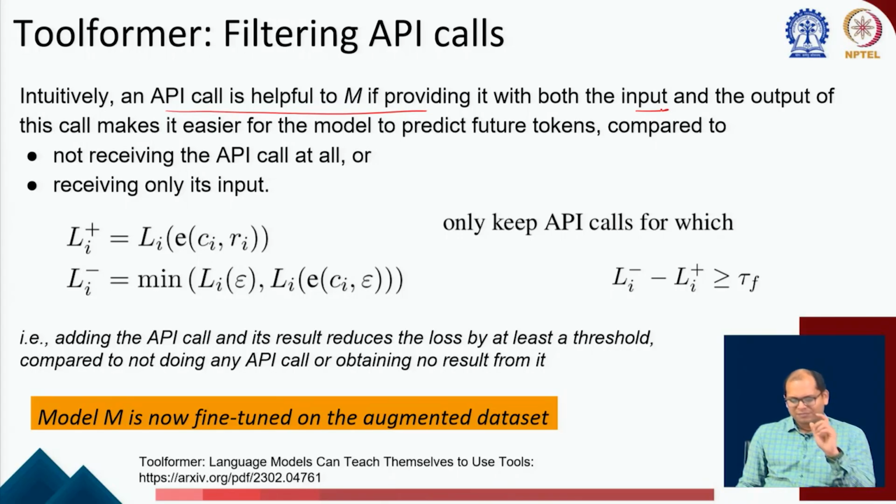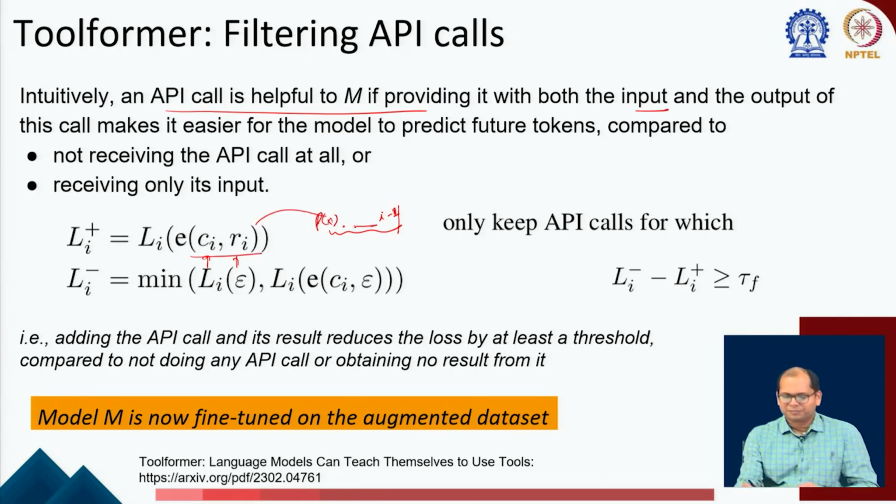So I'll feed the API call and the output as a prefix, and then I'll have the other tokens. This is up to i minus 1 tokens, the i minus 1 tokens already there, and you put this as a prefix.